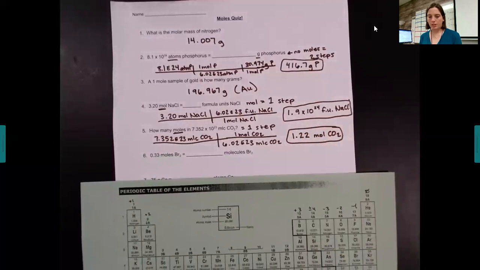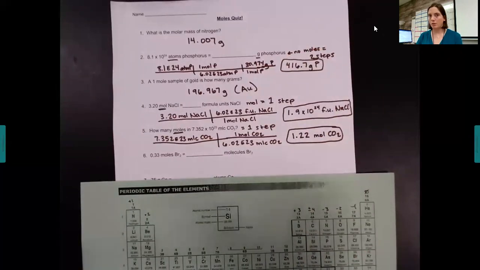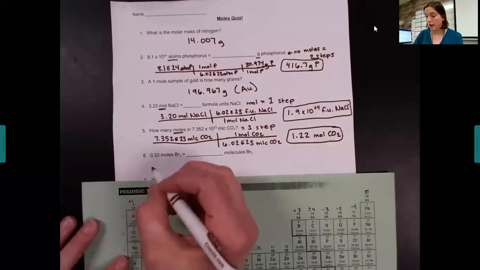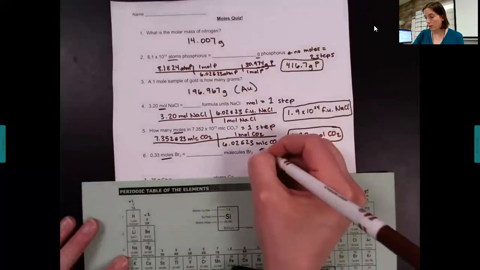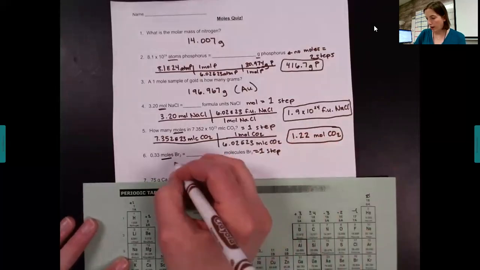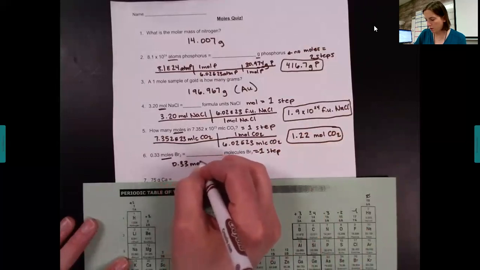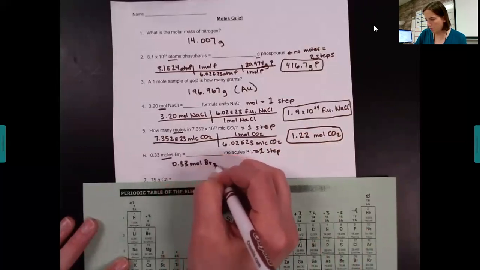All right, number 6, 0.33 moles of bromine is equal to how many molecules of bromine? How many steps did you do for this one? Hopefully just one, because it says moles. So again, one step. We'll start with what we're given, 0.33 moles of bromine.